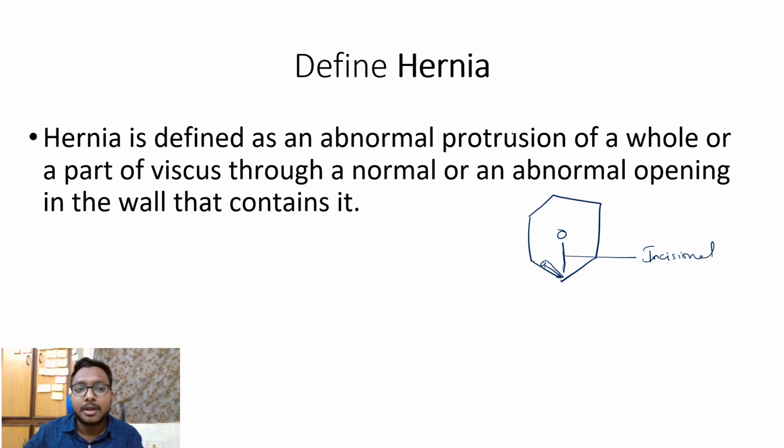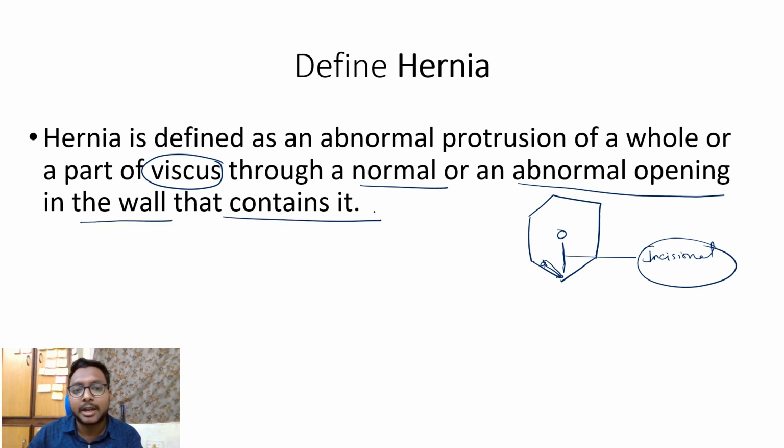So you can remember, hernia is defined as an abnormal protrusion of what? A whole or a part of a viscus. Let's say, for example, this viscus can be omentum or bowel, which are more commonly seen, or it can be other things also. So, where is it herniating through? Through a normal opening, like the inguinal canal or deep ring, or an abnormal opening, like an incision, through which this hernia is happening. Where is this abnormal or normal opening present? This is the abdominal wall we are talking about. So, in the wall that contains it. You can remember it like this easily.